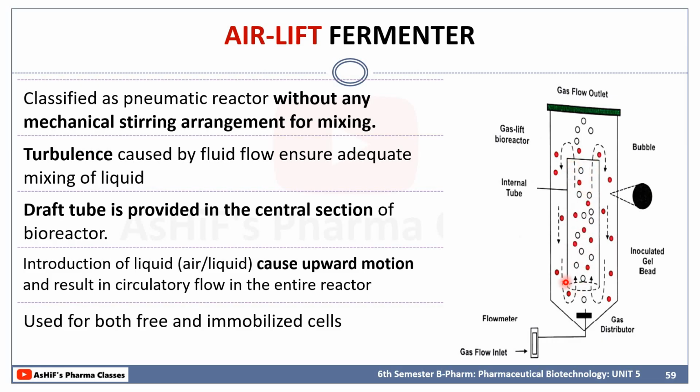So this is the draft tube. We will provide the gas flow into this central section of the bioreactor, so that it will flow through this and circulate through the entire reactor in the upward direction. So that is the difference between the conventional or stirred tank fermenter and the airlift fermenter. It is mainly used for both free as well as immobilized cell fermentation processes.